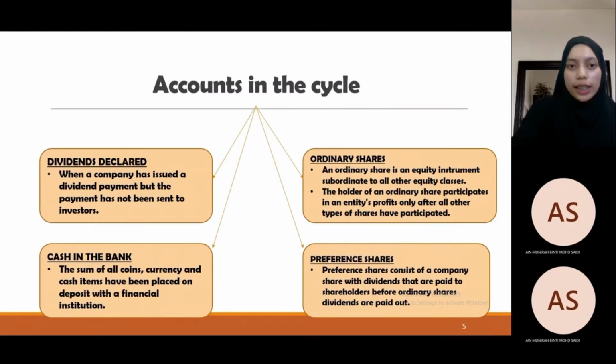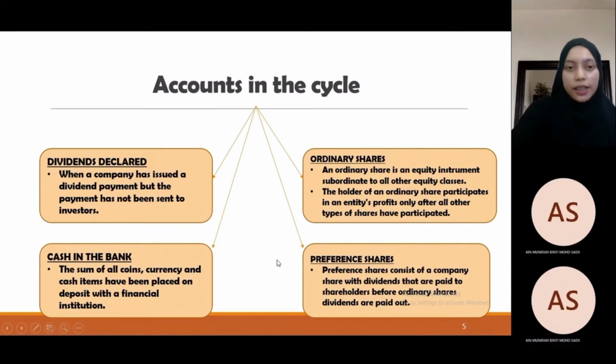For the dividend declared, it is declared annually and paid to the shareholder when the company performance is good. When it suffers losses, it will be unable to pay dividends to the shareholder. Next is cash in the bank. It means the sum of all coin, currency, and cash items that have been placed on deposit with a financial institution.